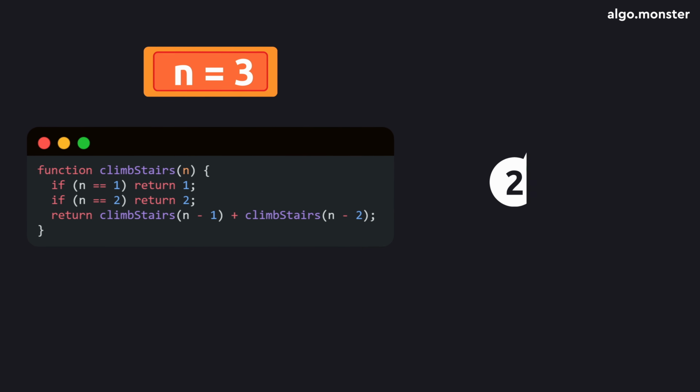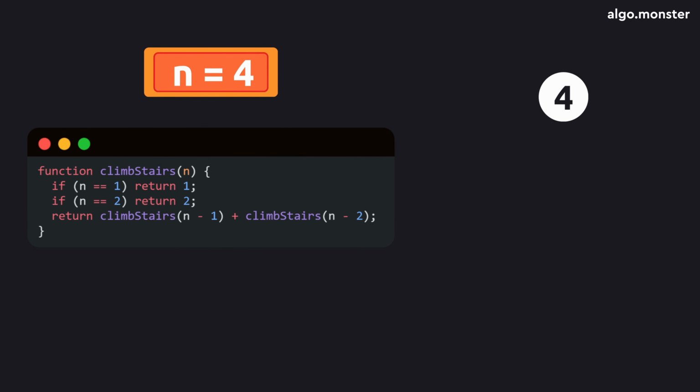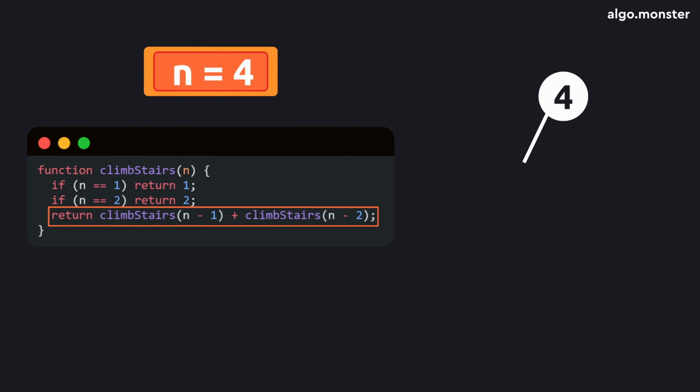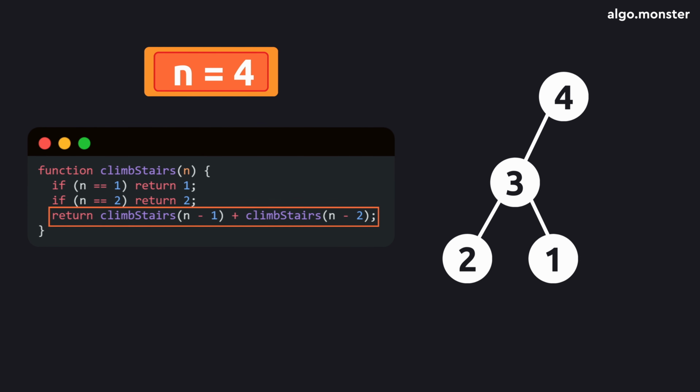Everything checks out. Now let's go one step further and look at step 4. If n=4, the function again follows the same logic, just one level deeper. First, it calls itself for step 3. Inside that call, the function again needs the values for steps 2 and 1, both of which are base cases. For step 2, the answer is 2. For step 1, it's 1. Adding those gives us the result for step 3, which is 3.